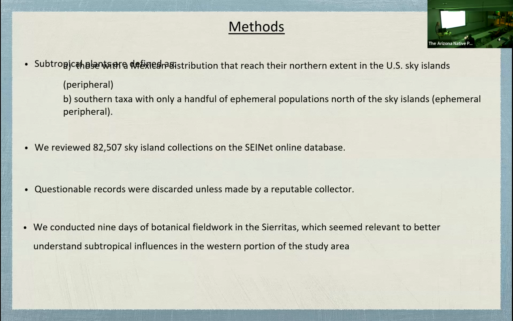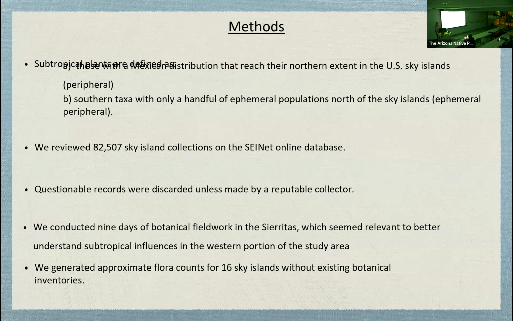So I went in there and conducted 9 very fun field days across the whole range. It would be really easy to just go look for nothing but subtropical plants. And I have to tell you, when I found the subtropical plants, it was extremely exciting. But in order to not create sampling bias, I created a checklist for the Sierritas to start with, and then collected everything that was not collected. So I made about 400 collections over those 9 days, to not bias it. That turned out to be a really good idea, because it really rounded out the work, and it turned out to be a very important range to look at. So that's what we did there.